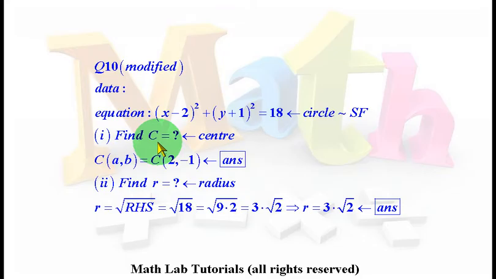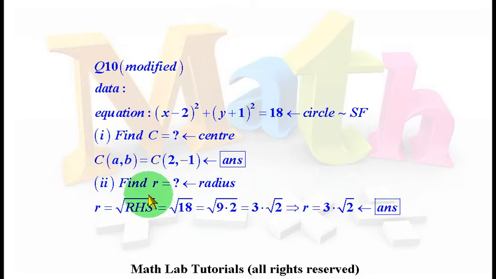We know that the center of the circle is (a, b). And how do we identify (a, b)? We identify it as the opposite of the numbers inside the brackets. The opposite of negative 2 is 2. The opposite of 1 is negative 1. So that means the center with general coordinates (a, b) in this specific case becomes C with coordinates (2, negative 1). So the opposite of negative 2 is 2. The opposite of 1 is negative 1. And that would be the answer there. So that was very easy to do, identifying the center of a circle from its standard form.